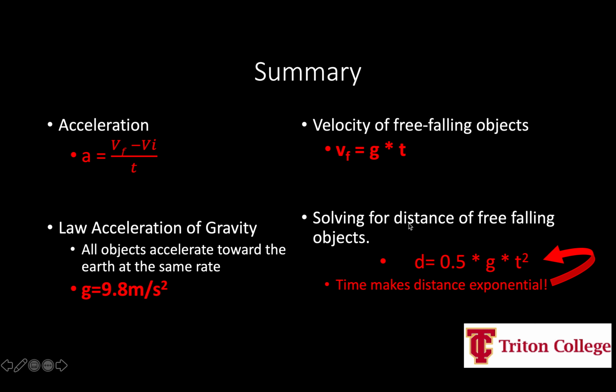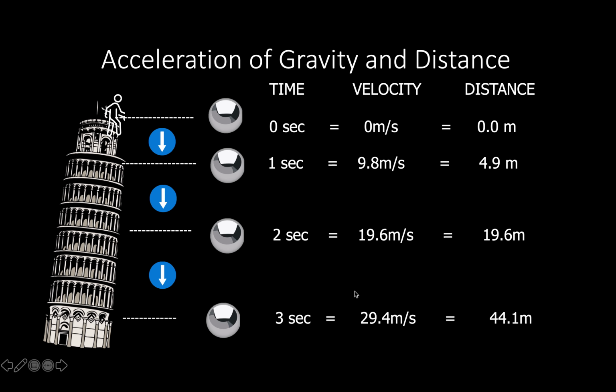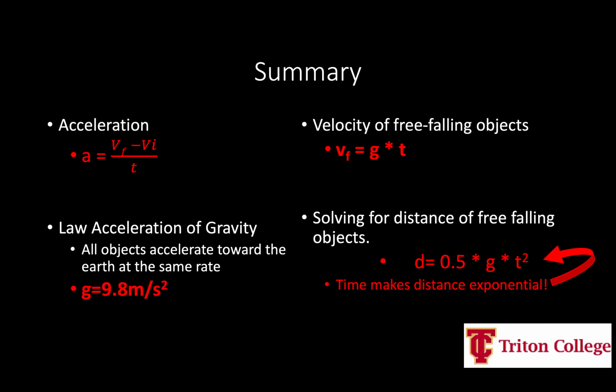And lastly, we're able to solve for distance. We could also tell you not just how fast it traveled at a certain time, but how much distance it covered, depending on the time. And we learned this equation, which is also very important. The distance is equal to 0.5 times the acceleration of gravity multiplied by the time squared. And when we looked at this, we noticed that the distance is exponential. It's not linear, it's not just going up in a steady plot. It's actually increasing by big jumps because the time is squared.